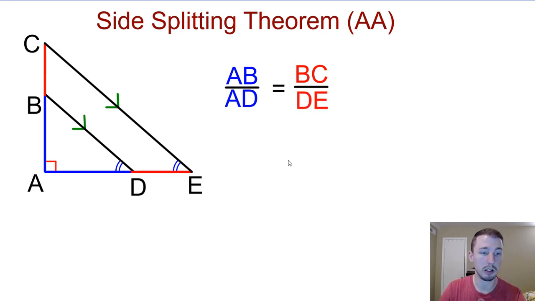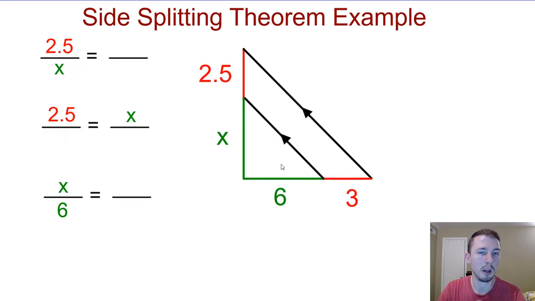So basically that's it. The side-splitting theorem requires that the two lines be parallel, and if the lines are parallel, then they're going to split. These two will be corresponding angles, so they're going to be congruent to each other, and that means the triangles are similar by angle-angle similarity. All right, so an example of the side-splitting theorem, and there are lots of different ways we can set it up. Again, these lines are parallel, so we've got corresponding angles on the bottom. That angle is the same. These are also corresponding angles up here, by the way.